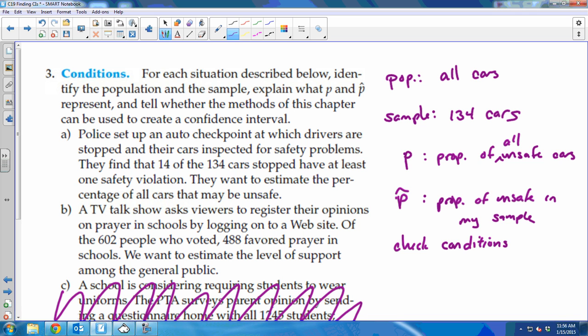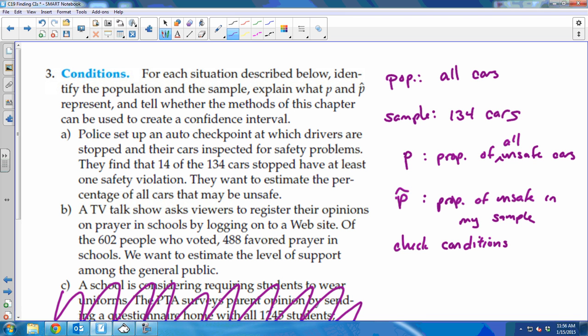So to back that up, for randomness, are these cars random? Does it say they're random? Doesn't say they're random. Can we assume they're a good representation of all cars? I'm going to. There's 134 of them, and it doesn't really say that they're in any specific kind of place that would only have like vans or anything, right? So I'm going to say they're a good representation of the population of all cars.